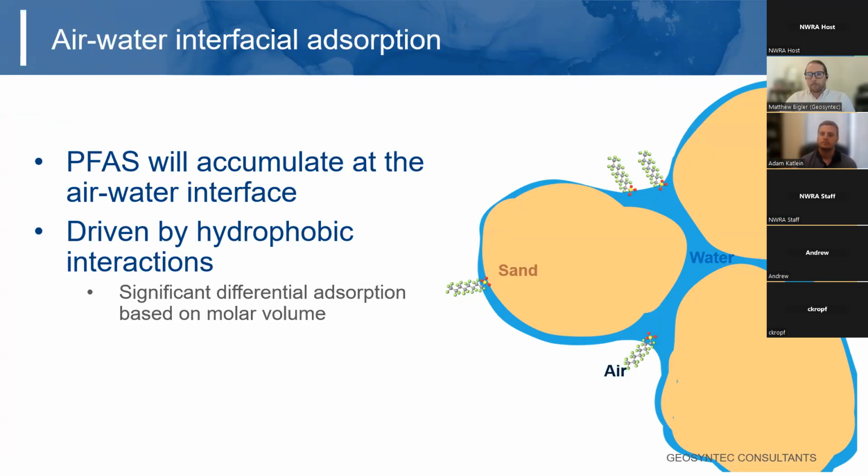And so it's important to say that there's a lot of air-water interfacial area in the system, and PFAS will accumulate at these air-water interfaces. And again, these are largely driven by the hydrophobic interactions. And so we'll see a very similar log-linear differential absorption based on molar volume.